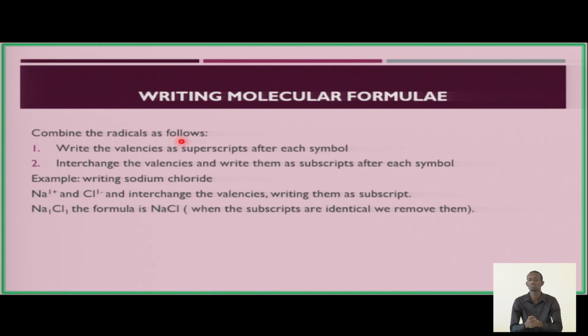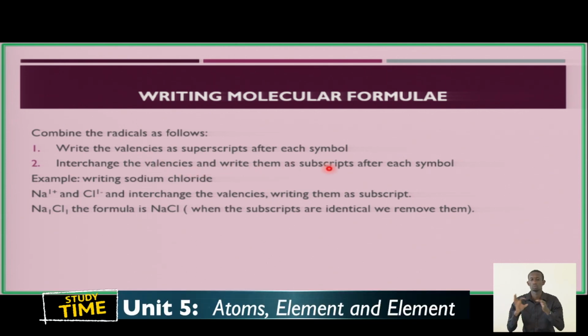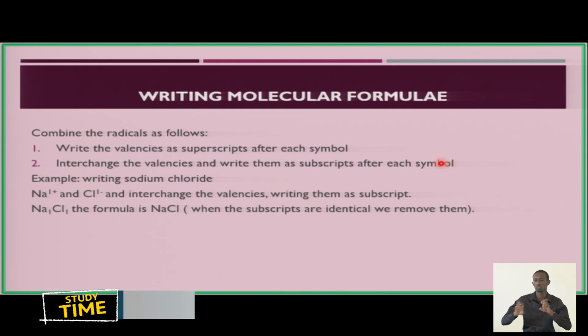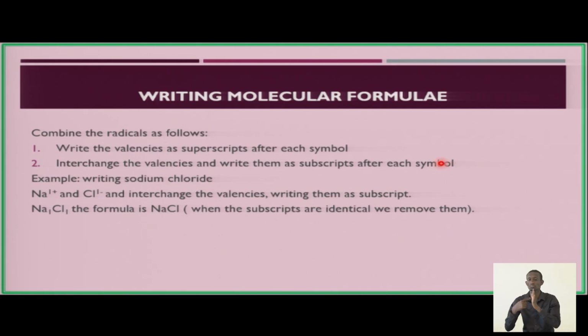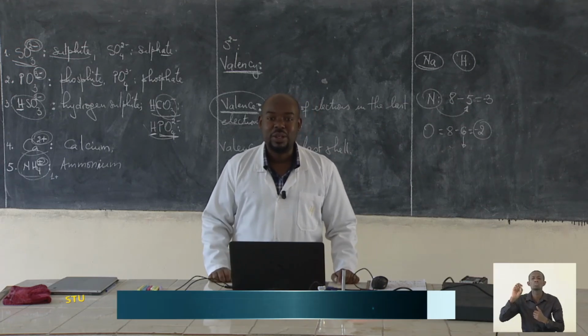We combine the radicals as follows. First, we write the valences as superscripts after each symbol. And second, we interchange the valences and write them as subscripts after each symbol. Let us have an example. We know the compound we call sodium chloride, the table salt. How do we write the molecular formula of table salt?